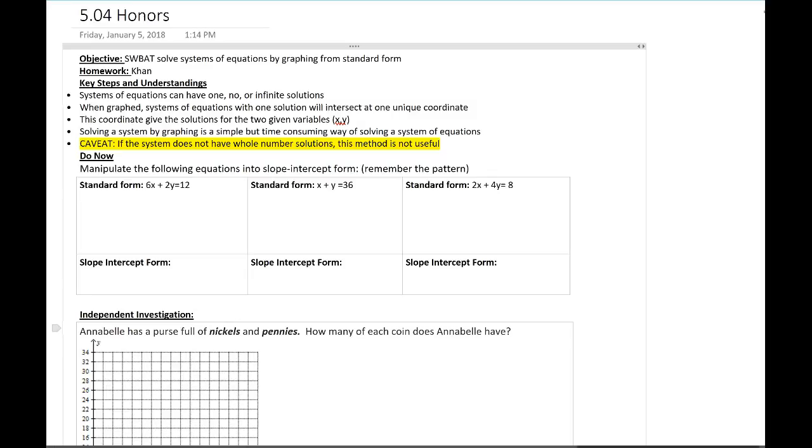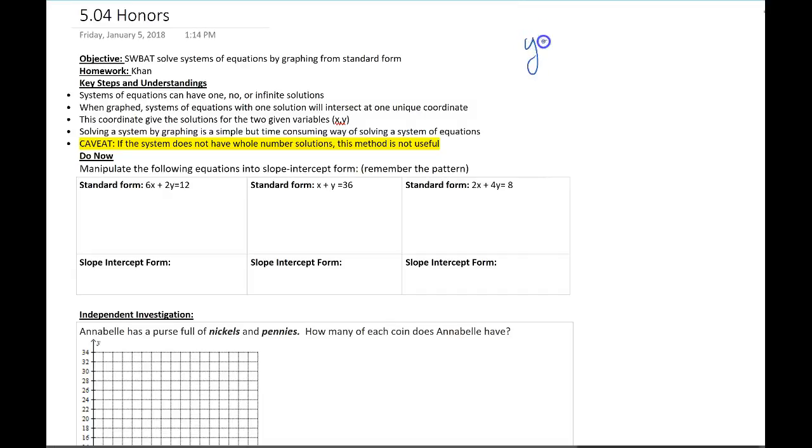Today we are going to be doing something super similar to what we did on Thursday. However, there's a slight difference. So you're going to be teaching your students how to solve systems of equations by graphing from standard form, so not slope-intercept. Now hopefully you remember there's two kinds of forms.